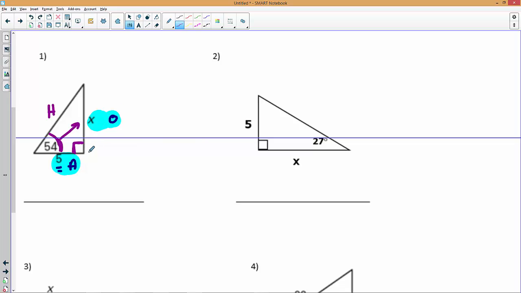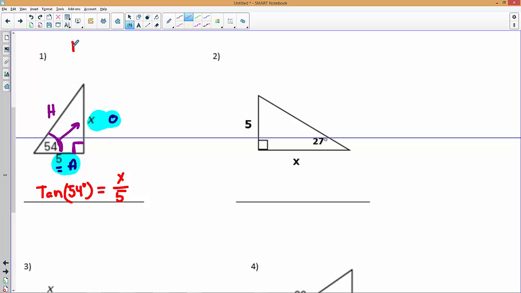All right, and I think by now, if you pause the video and you restart it, you know that's tangent. So tangent of the angle, that's 54 degrees, equals the opposite over the adjacent. Okay, there it is. Now, be careful. We're going to solve this problem. You need your calculator. So a couple of things.